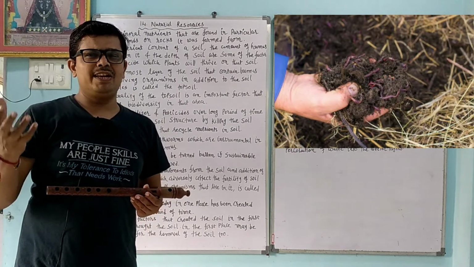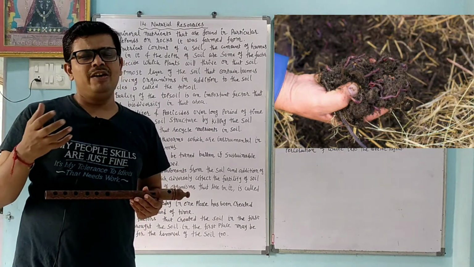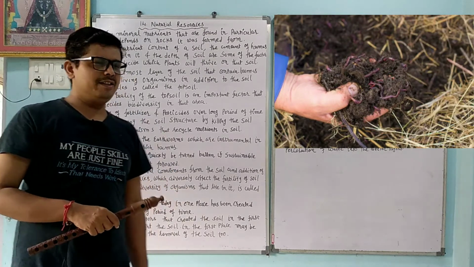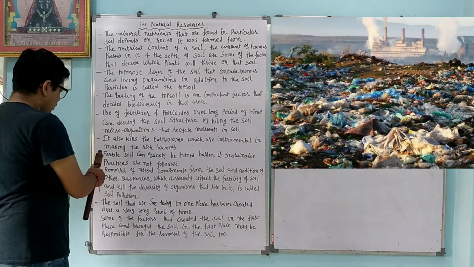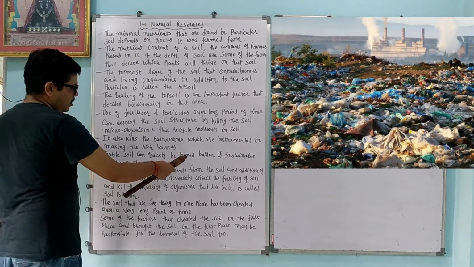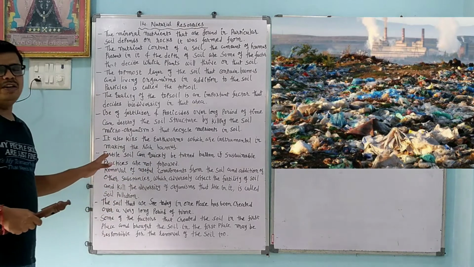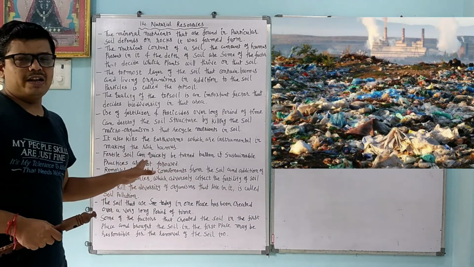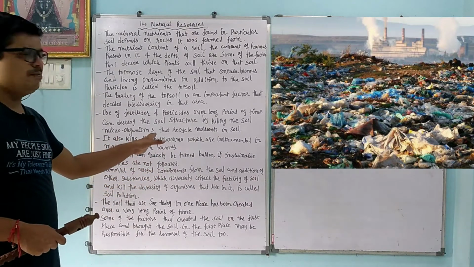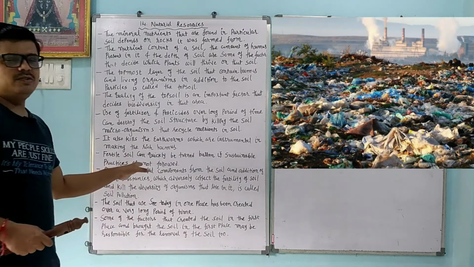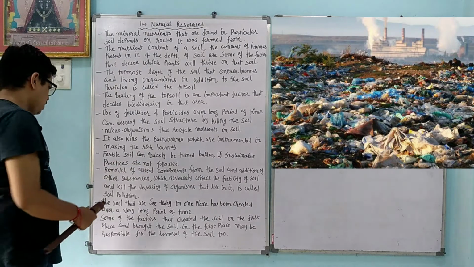So if we use fertilizer and pesticides in greater amounts, then maybe earthworms are also destroyed by the fertilizer and the pesticides. Fertile soil can quickly turn barren if sustainable practices are not followed. So if we do not take care of the fertile land, then it will be converted into barren land. So we have to follow some sustainable practices to maintain the fertility of the soil.